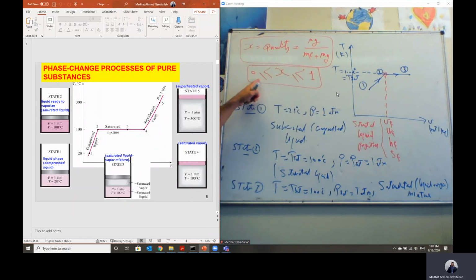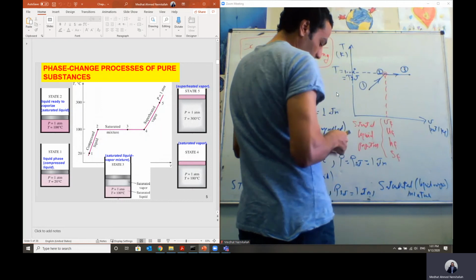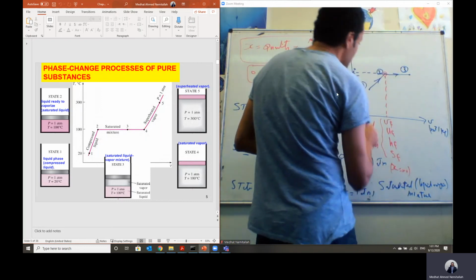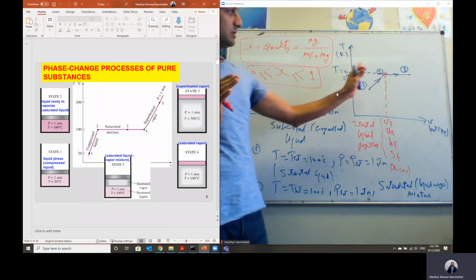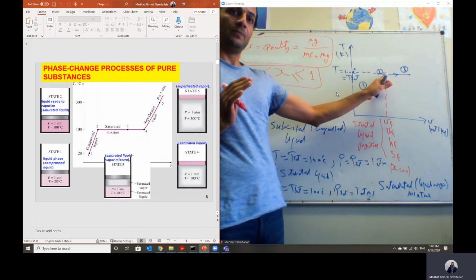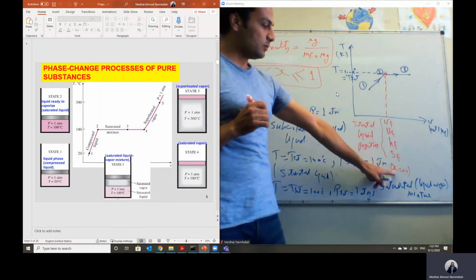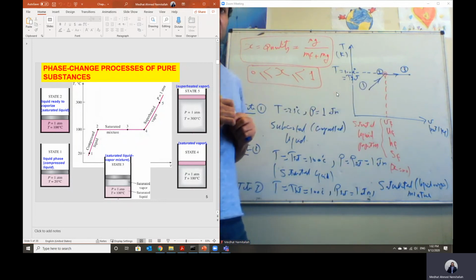When x is equal to 0, the mass of gas is equal to 0. At which state? At state number 2. So at state number 2, the quality of the mixture x is equal to 0, because we have saturated liquid. We don't have any gas at state number 2. When we start adding heat after state number 2, some gas will be formed. So the value of the quality of the mixture x is equal to 0 at state number 2.